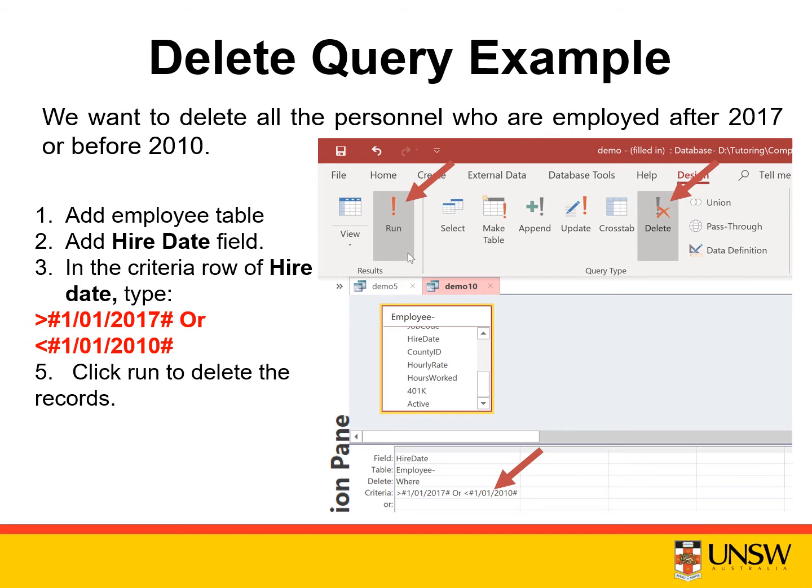For this purpose, go to the query design, change the query type to delete, and same as the update query example, add the employee table, then add the hire date field. As the next step, in the criteria row of the hire date, type after 2017 or before 2010. Finally, click Run to delete the records. Watch the delete query demo in the next slide.